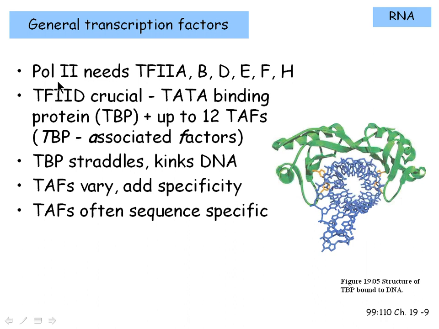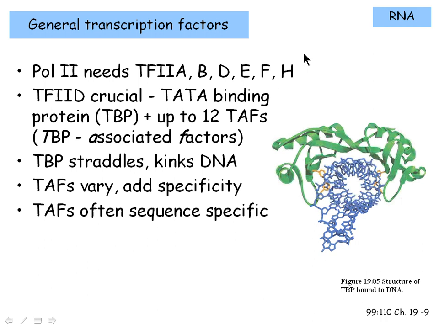Polymerase II is RNA polymerase II, and it is responsible for making messenger RNA. And we name the transcription factors brilliantly by the name TF for transcription factors, and then with a Roman numeral for which polymerase. So anything called TF2 is a transcription factor for polymerase II. And then we get on with creative names like A, B, D, E, F, and H.